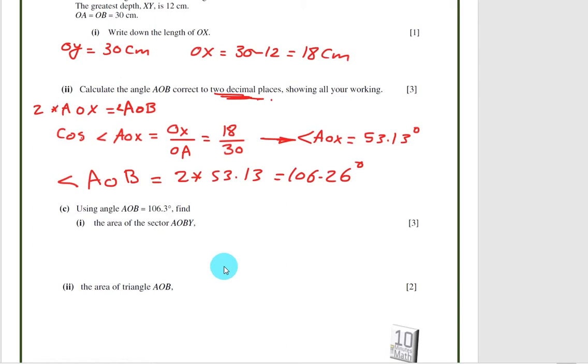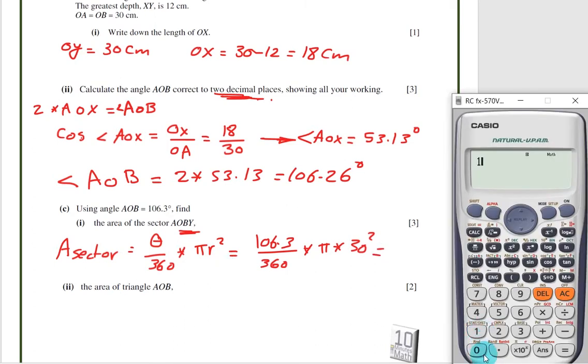Using angle AOB is equal to 106.3, find the area of the sector AOBY. You remember the area of the sector? Area of sector is theta divided by 360 multiplied by r squared. So 106.3 divided by 360 by the radius, which is 30 squared.